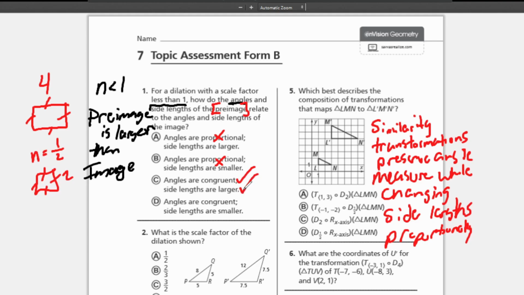Let's just look at option D to make sure that maybe these two don't look right, and then we have to do a little bit more investigation. The angles are congruent is absolutely true. The side lengths are smaller. This is the result of multiplying by n less than 1. But this is what happens if we look at the image versus the pre-image. So it is going to be C.